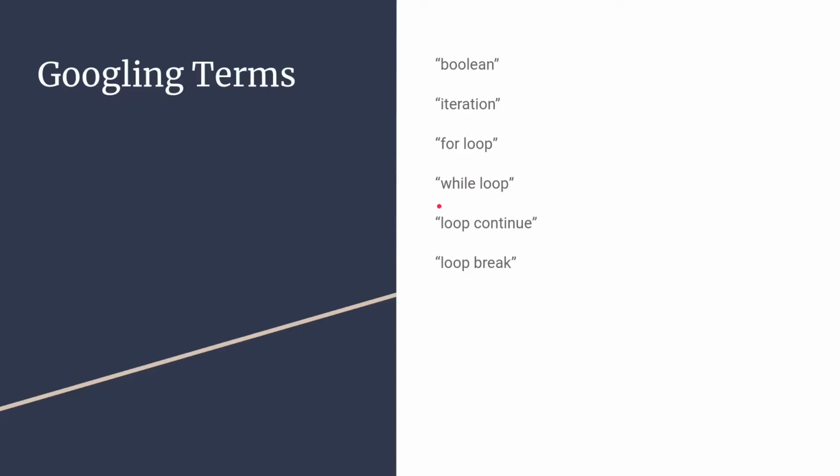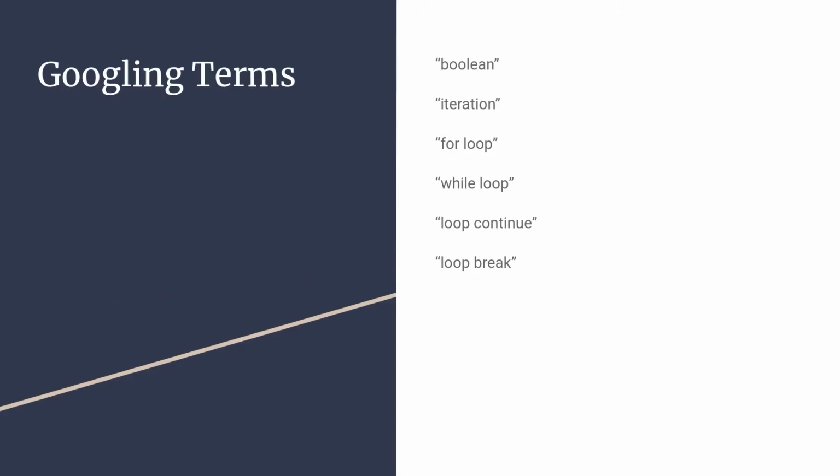A loop continue is a way for us to skip the current execution of an iteration. So we can skip an iteration by using this continue, and we can also stop the loop using a break keyword. We're going to get into this more in detail, but I figured it might be helpful to call these terms out.